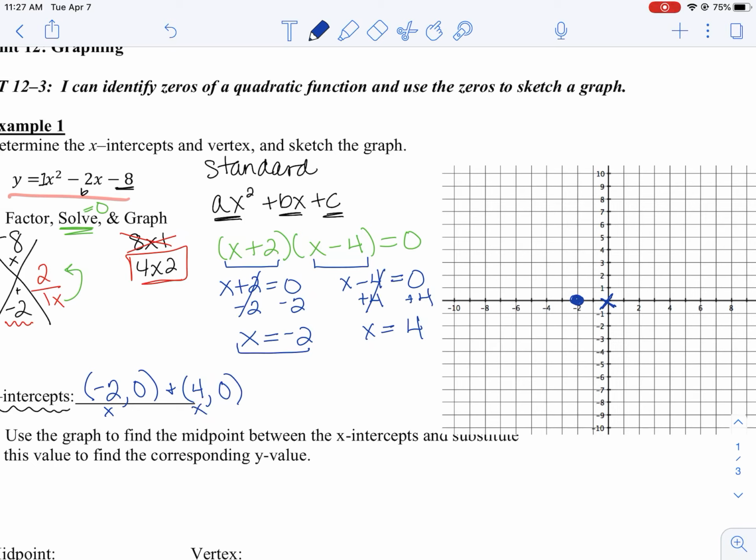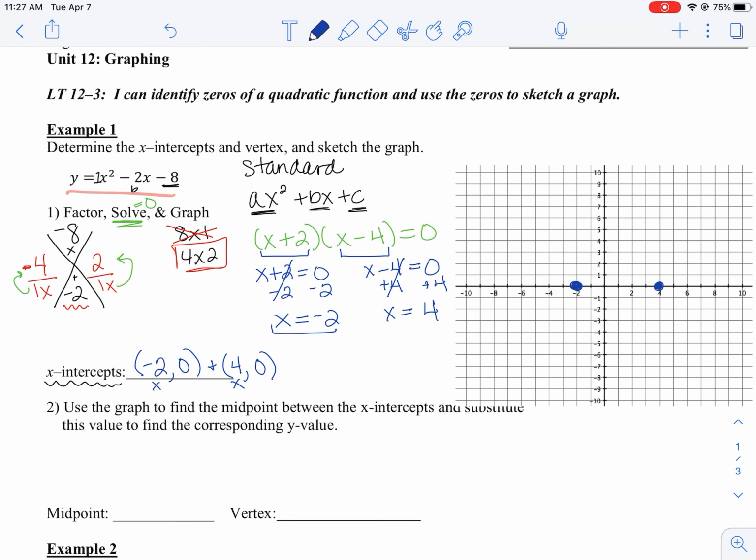4 is our x value, so first I move 4 to the right because it's positive 4. 0 for y, so I don't move up or down. So there's my other x value. So those are our two x-intercepts. So again, how we found the x-intercepts was we factored. Once we factored, we set each of those factors equal to 0 and we solved them.